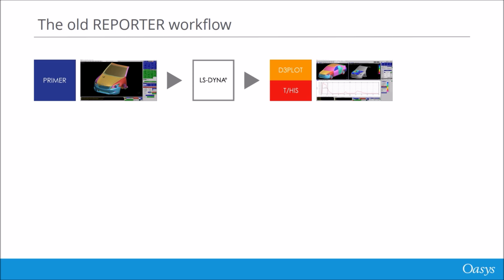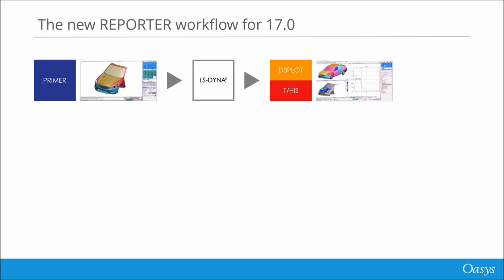We wanted to improve all of this to make Reporter easier to get started with and quicker to use. So, in the new Reporter workflow for version 17, we start as before, set up the models in Primer, run the LS-DYNA job, and look at the results in D3plot and THIS. But now, you can open Reporter directly from D3plot and THIS in a linked session.